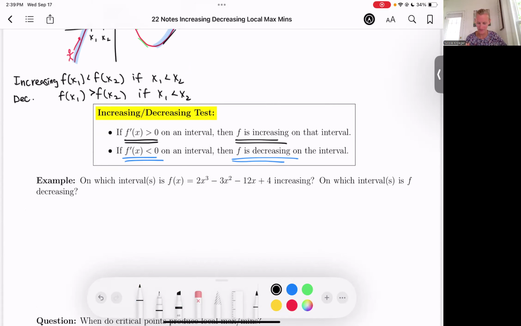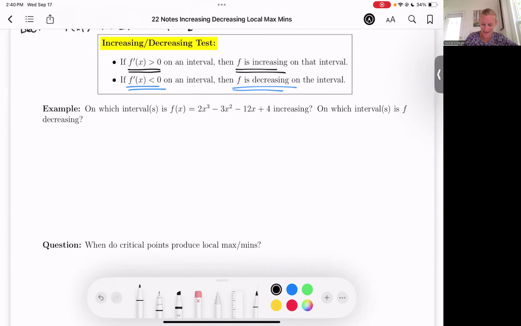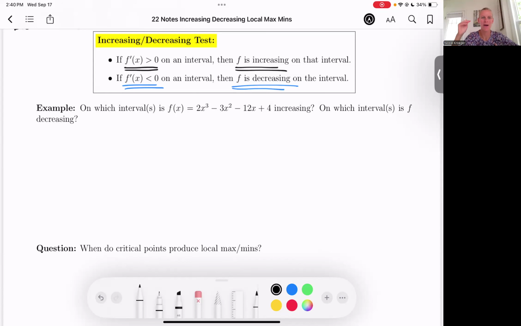So how are we going to use this? Well, we're going to figure out where the derivative is positive and where it's negative. In order to do that, we need to start out by finding where the derivative is zero, or does not exist. So we start out by finding the critical numbers. That's the first thing that we're going to do. If I ask where a function's increasing and decreasing, find our critical numbers.